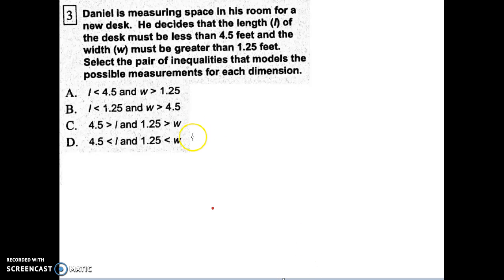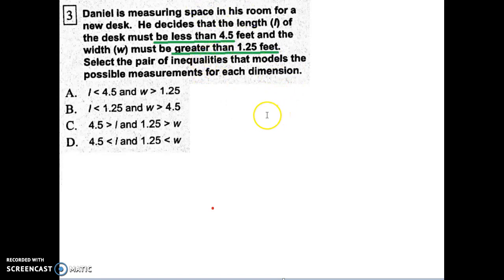All right, question number 3. Question number 3 says, Daniel is measuring space in his room for a new desk. He decides that the length, L, of the desk must be less than 4.5 feet, and the width, W, must be greater than 1.25 feet. I heard a couple terms here that are pretty essential to understanding this question. First, it says L, the desk, must be less than 4.5 feet, and the width must be greater than, right? These are some key words here, so I'm underlining them.